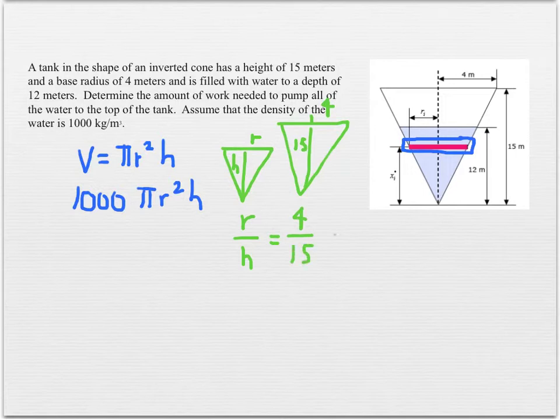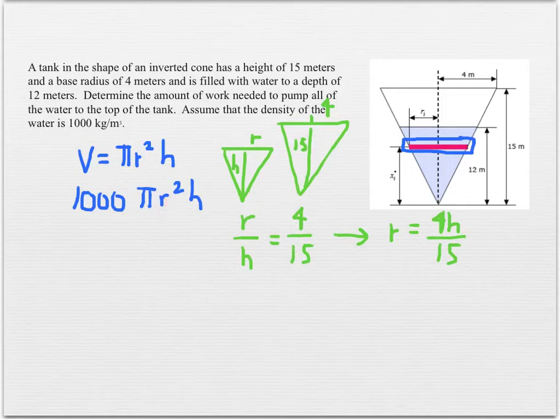And if I solve this for r, then I think you can see that r will end up to be 4h over 15. So when I go back and substitute that into that particular volume thing that I just did, I would change this, I would put this 4h over 15 in place of this r right here.